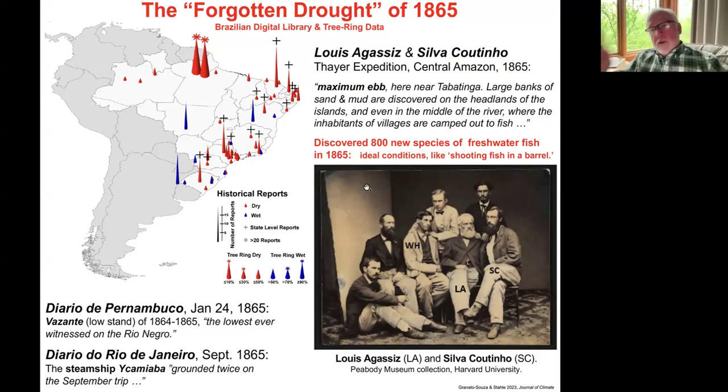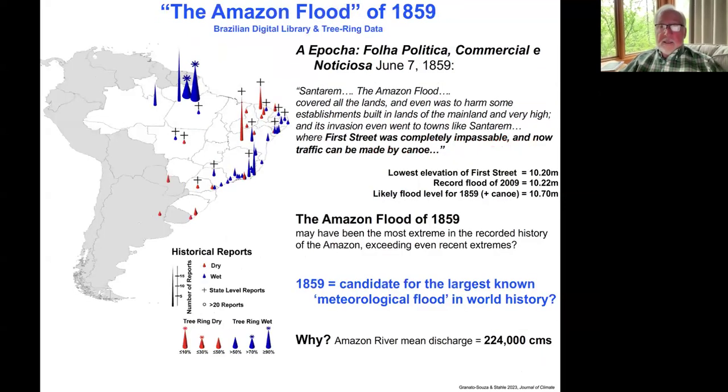That's more than was known to Carl Linnaeus in the late 18th century in the entire world. I mean, it's just amazing, the diversity of the Amazon. And lastly, the Amazon flood of 1859, in this newspaper, June 7th, 1859.